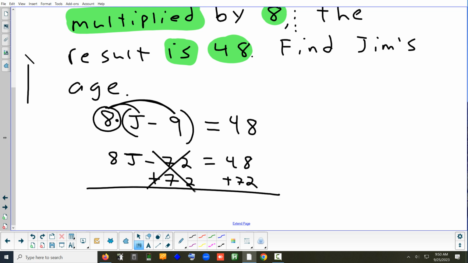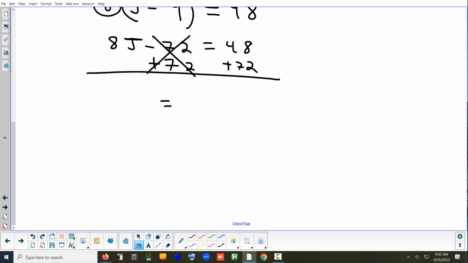So negative 72 plus 72 gives you how much? Zero, that's gone. Now I need to do 48 plus 72. 120. Yep, 120. So is that his age, 120? No. What's still on the other side? 8J. So now what do we do? Yep, divide each side by 8. You'll get J equals 15.